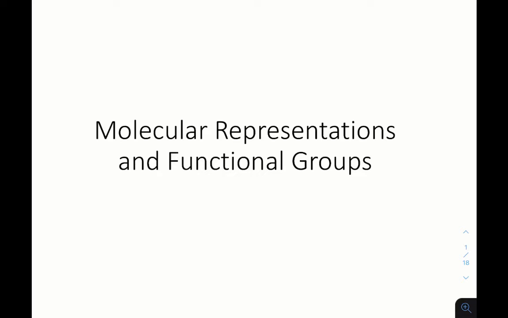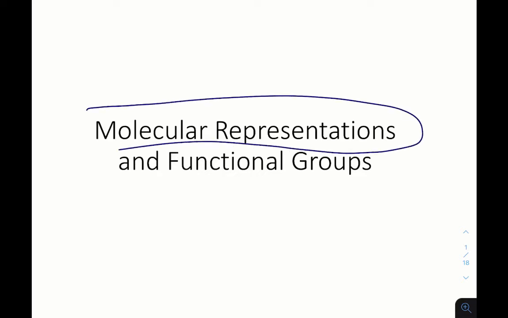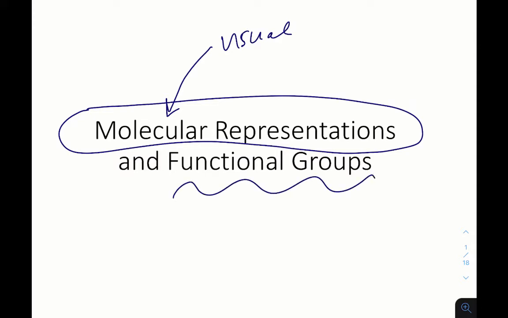In this video, we will discuss molecular representations, so ways to draw or represent molecules, and in organic chemistry, that's mostly visual, and functional groups. So functional groups are the basis of one of the most important types of patterns that we need to start to see so that we can predict chemical and physical properties of molecules.